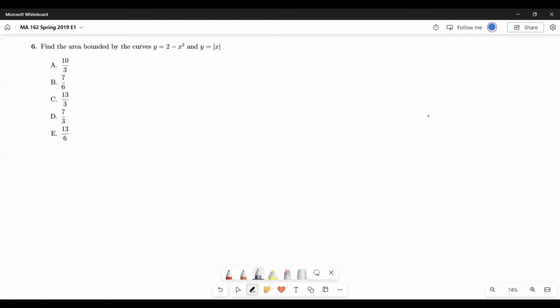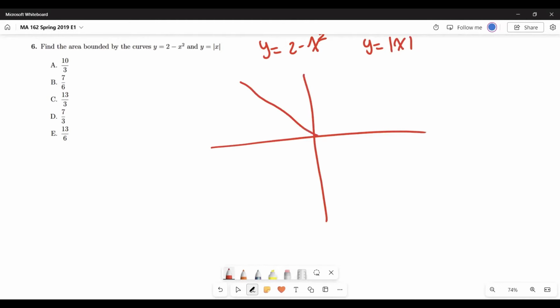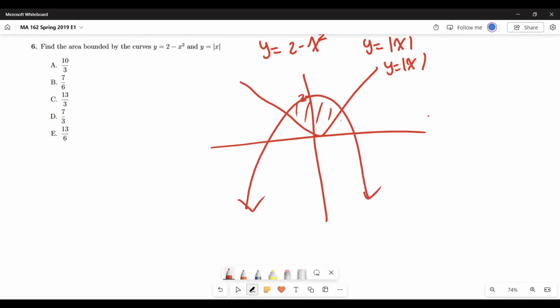Okay, so this question asks: find the area bounded by the curves y equals 2 minus x squared and y equals the absolute value of x. y equals 2 minus x squared, and I'm going to write that in red, sorry, and y equals the absolute value of x. Let's draw it. This line will be y equals the absolute value of x, and y equals 2 minus x squared is this line. So we want to find the area between those two curves, this much.